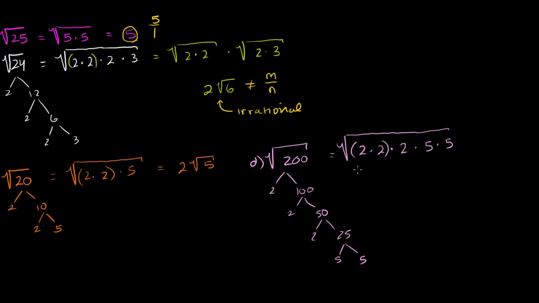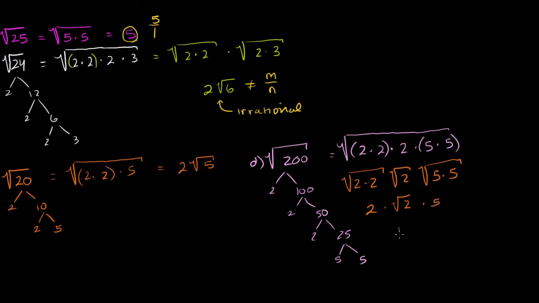Well, we have one perfect square there, and we have another perfect square there. So if I just want to write out all the steps, this would be the square root of 2 times 2, times the square root of 2, times the square root of 5 times 5. Square root of 2 times 2 is 2. Square root of 2 is just the square root of 2. Square root of 5 times 5, that's the square root of 25. That's just going to be 5. So you can rearrange these.